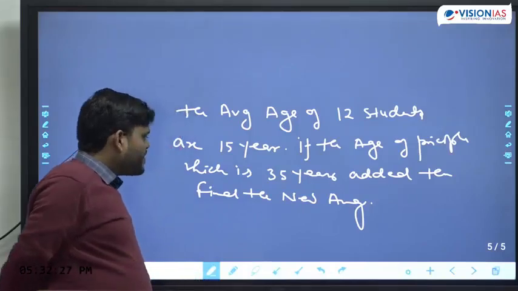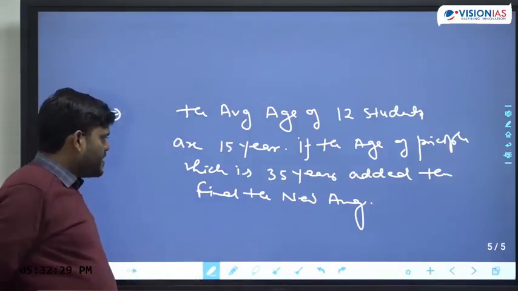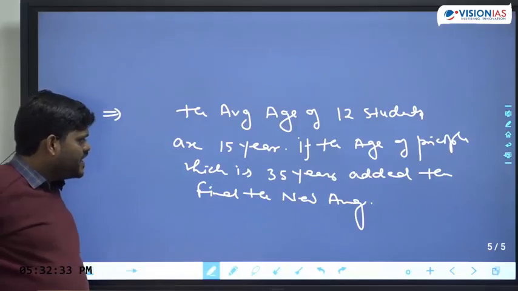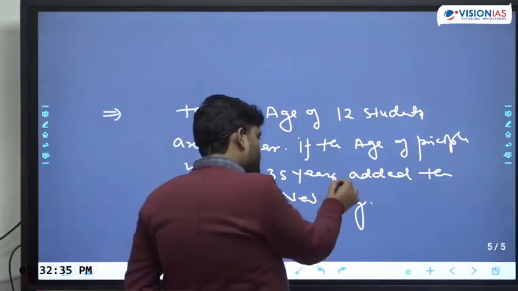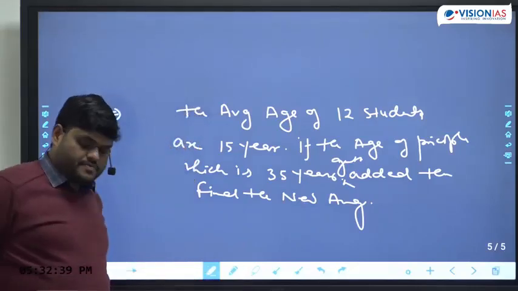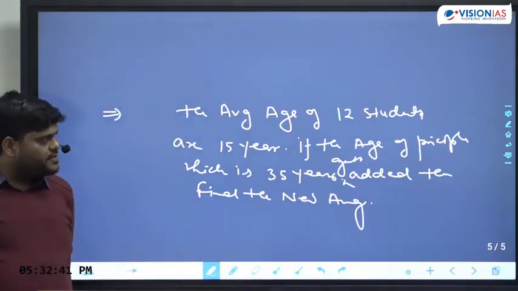What is the question? The average age of 12 students is 15 years. If the age of the principal, which is 35 years, is added, then find the new average.